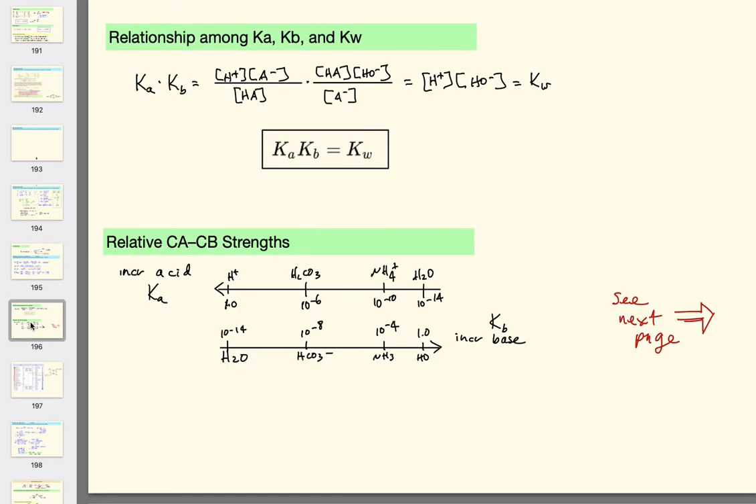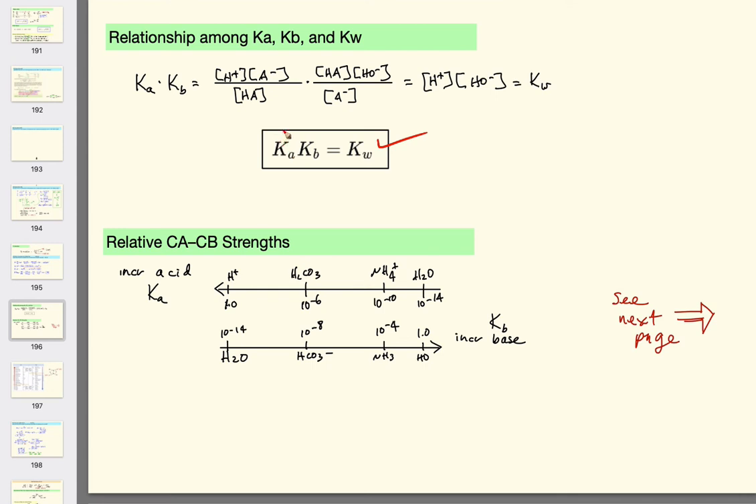Okay, let's talk about the relationship between Ka, Kb, and Kw. This is another one of those formulas you want to keep in your repertoire because it is very, very useful. Because what this means is you're always going to know Kw, right? That's 10 to the minus 14th. You kind of got that one down.